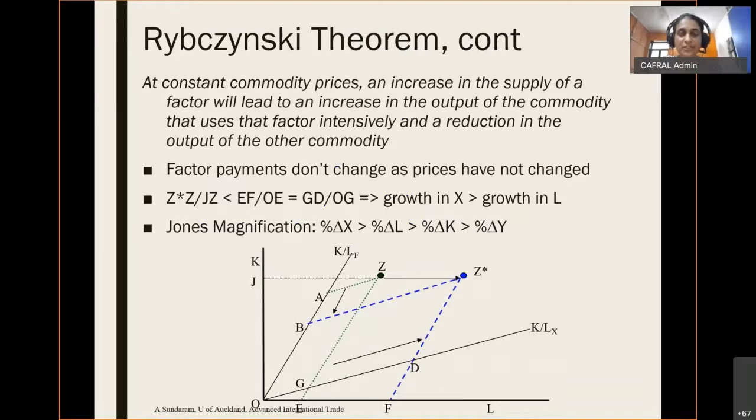Okay, so let's look at the Rybczynski theorem here. At constant commodity prices, an increase in the supply of a factor is going to lead to an increase in the output of the commodity that uses that factor intensively, and a reduction in the output of the other commodity. So this is a very powerful result.